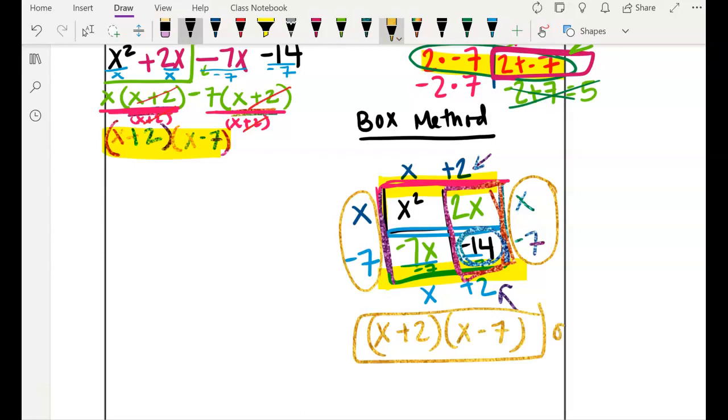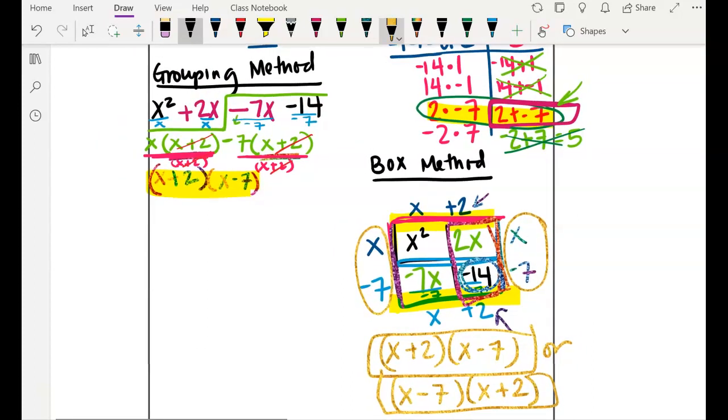Some of you said, well, can I write x minus 7 times x plus 2? Yes, you can, because remember, multiplication is commutative. You can write it in the front or you can write it in the back. So as you can see, these are two different methods. Listen to both first and then decide which one you like best.